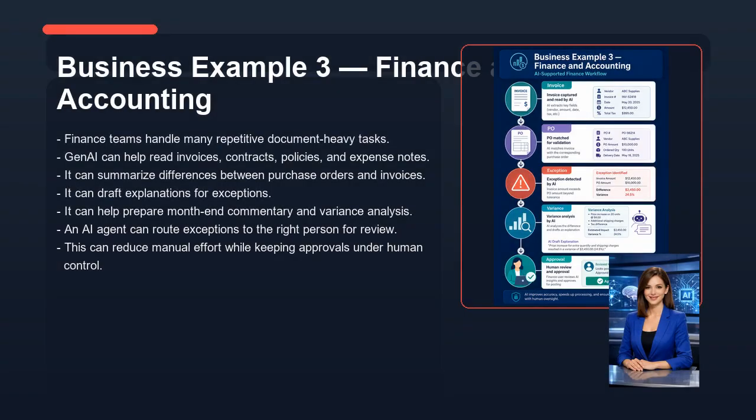Now let's look at business example 3, finance and accounting. Finance teams handle many repetitive document-heavy tasks. GenAI can help read invoices, contracts, policies, and expense notes. It can summarize differences between purchase orders and invoices. It can draft explanations for exceptions. It can help prepare month-end commentary and variance analysis. An AI agent can route exceptions to the right person for review. This can reduce manual effort while keeping approvals under human control.